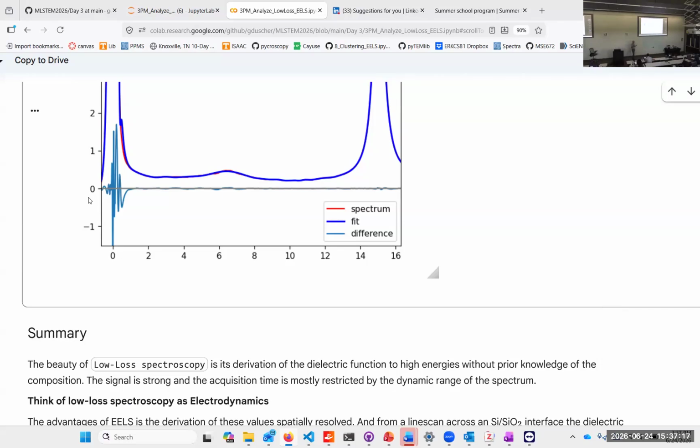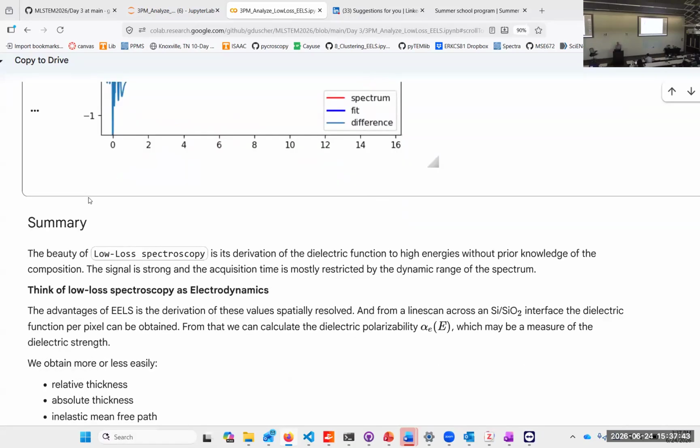Why does it work? Well, I don't allow any kind of Gaussians that are sharper than the zero loss peak. That is actually my limit of how sharp a feature can be. That is my resolution function, right? Nothing can be sharper than the zero loss peak. So that must be then some noise. So that's a very easy way.